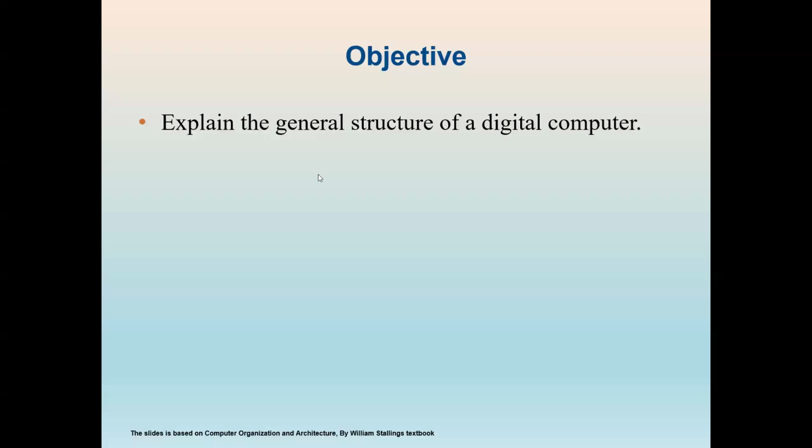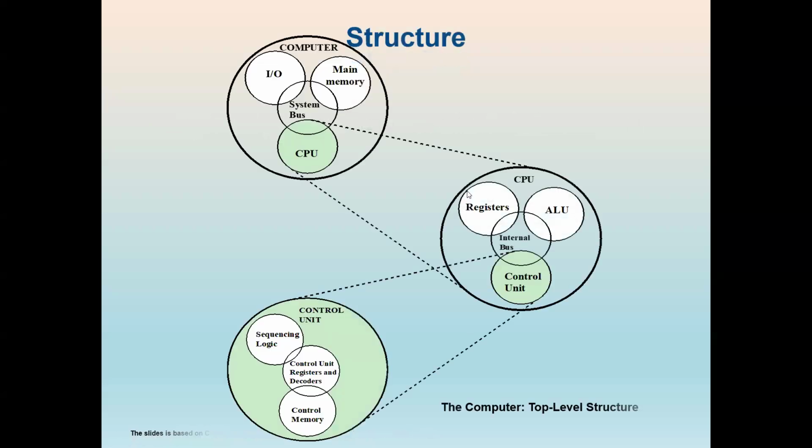In these lectures, we are going to explain the general structure of a digital computer. So again, we now look in a general way at the internal structure of a computer. Here we begin with a traditional computer with a single processor that employs a microprogram control unit. Then also examine a typical multi-core structure.